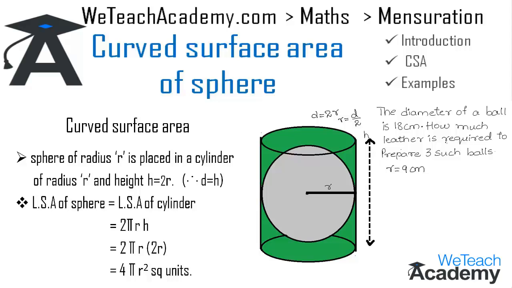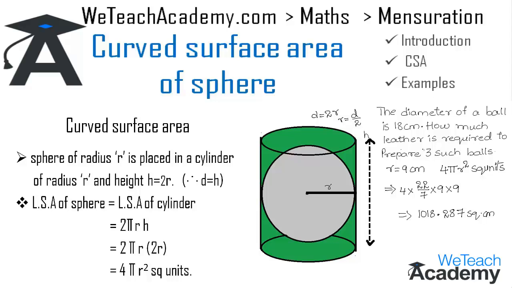And then we have to find how much leather is required to prepare such 3 balls. So here we are required to find the curved surface area of the sphere. And we already know that curved surface area is given by the formula 4 pi r square units. So substituting all the values in the formula, we get 4 into 22 divided by 7 into the radius r square, that is 9 square. We can write here 9 into 9. And by simplifying we get the result as 1018.287 square centimeters as the surface area of a ball.